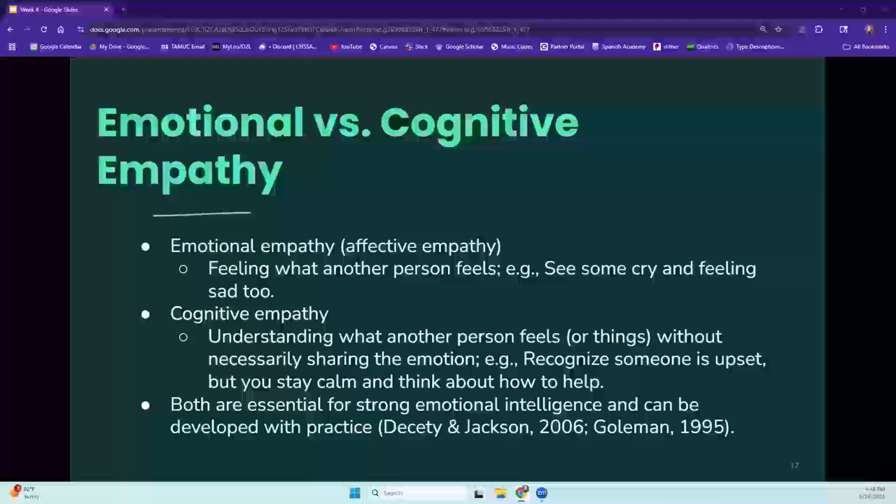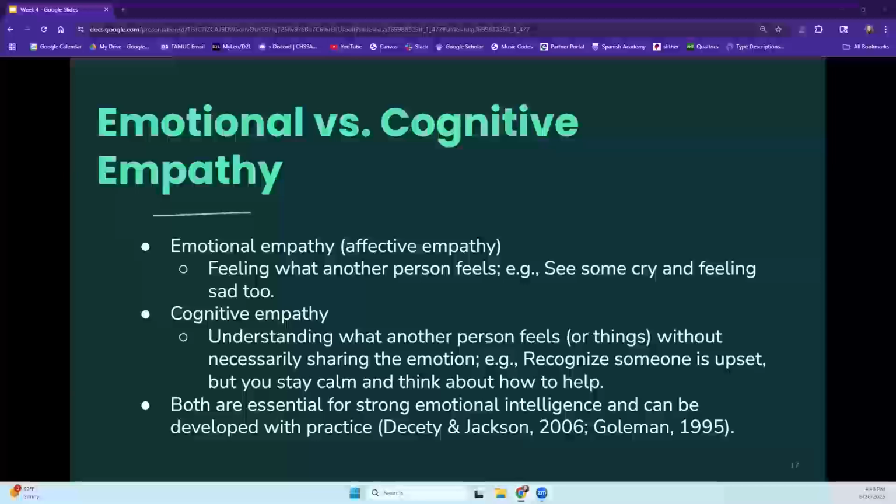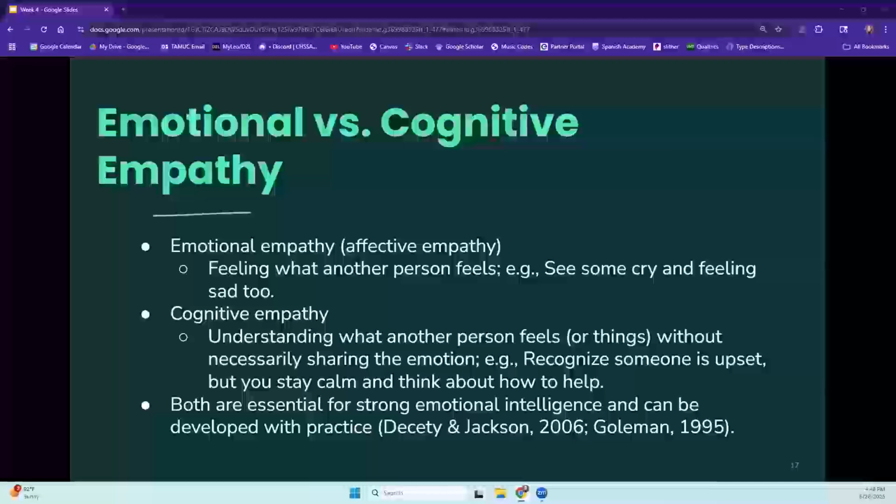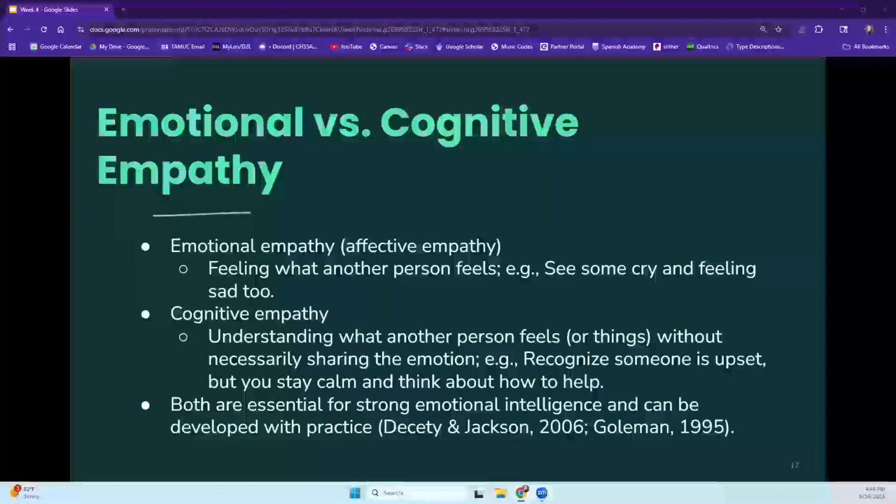So we have emotional empathy, also called affective empathy. And this is feeling what another person feels. So literally sharing that emotional level, right? You're sharing their emotions automatically. For example, you see a friend crying, and so you maybe start crying too, right?